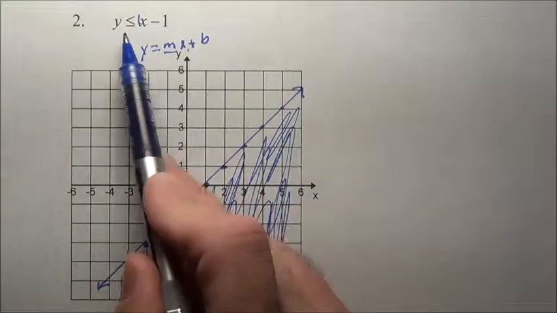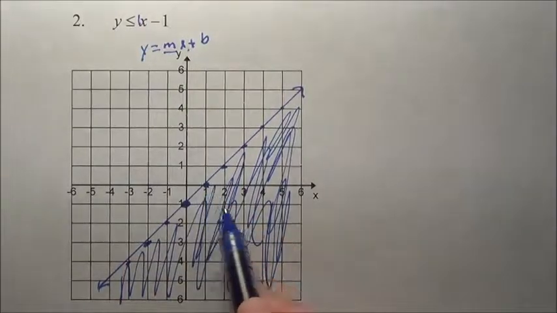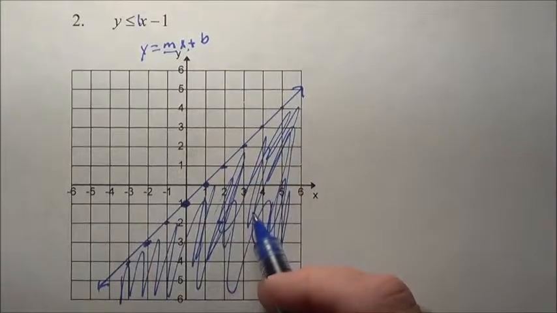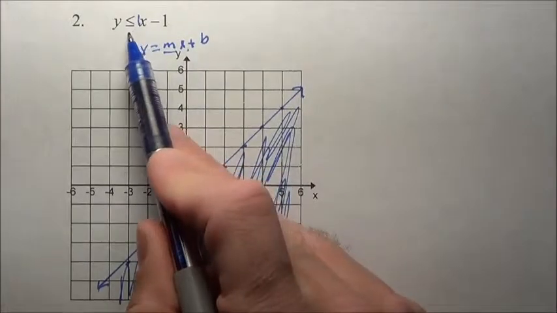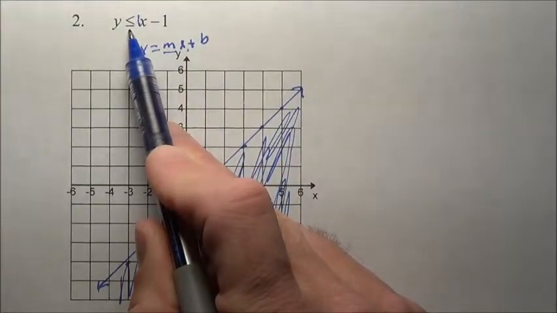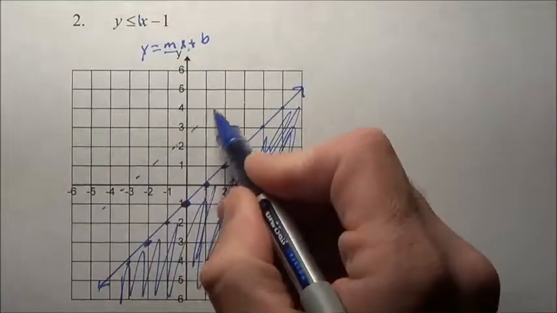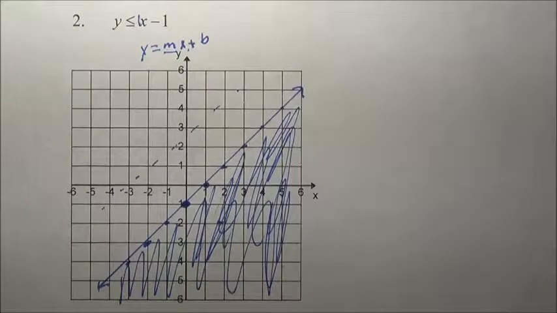Anyway, long story short, if it's less than, you shade underneath. If it's a greater than, you're going to shade above the line. Pay attention. The other thing is, if it is or equal to, it needs to be a solid line. If it hadn't been that, you would be making a dashed line. All right, problem 2.